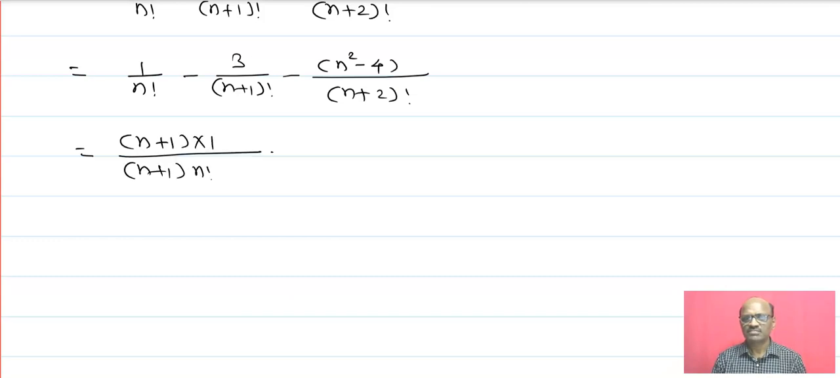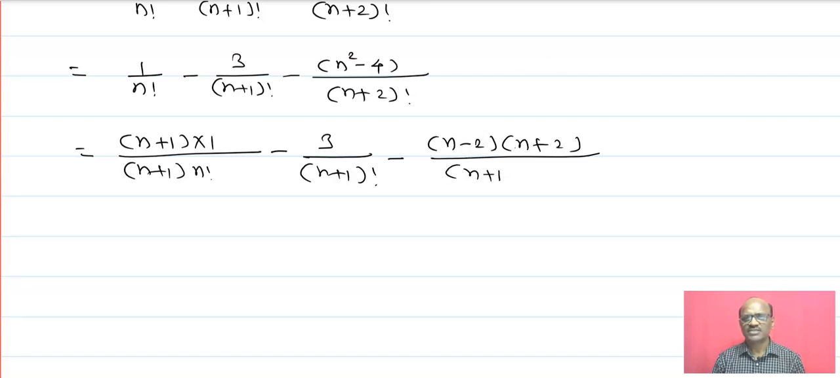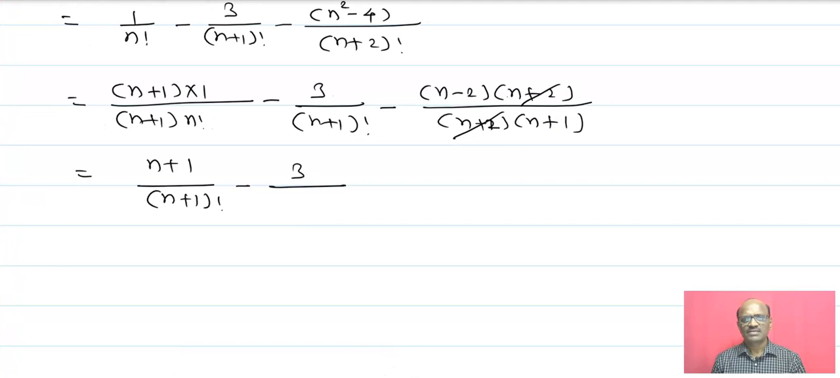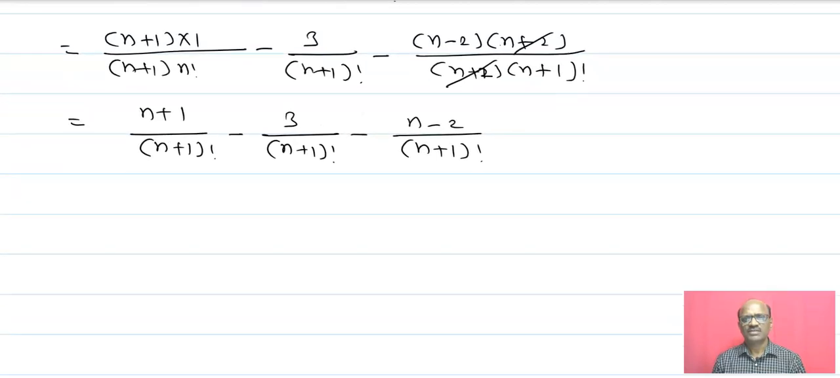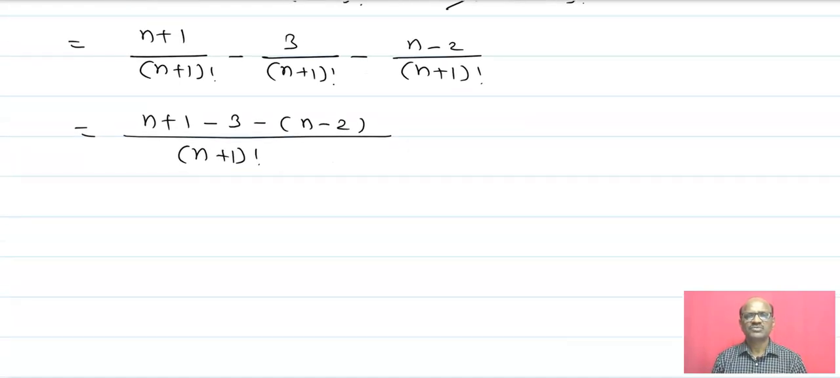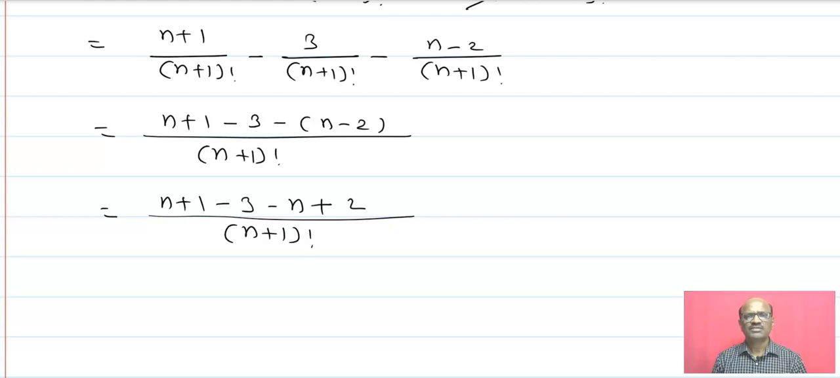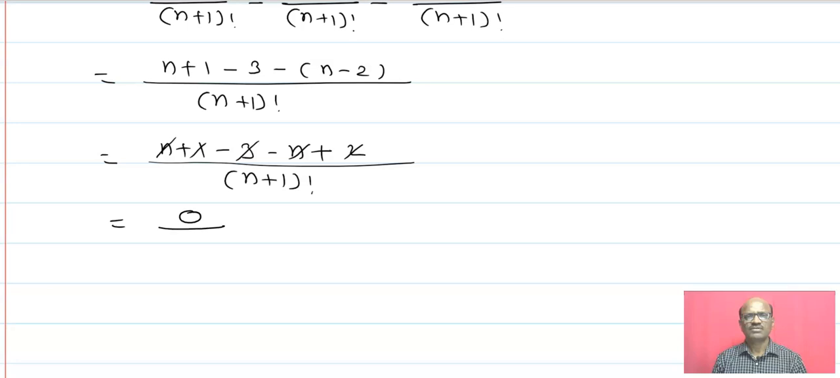Multiply numerator and denominator of the first term by n+1. Keep the second term as it is, and now see this third term, n²−4. It is written as (n−2)(n+2). Now (n+2)! is written as (n+2)·(n+1)!. I had not written the factorial there, but you write it as a factorial. This is (n+1)/(n+1)! − 3/(n+1)! − (n−2)/(n+1)!. Now all of them have the same base: (n+1 − 3 − (n−2))/(n+1)!. Now simplify this: n+1−3−n+2 upon (n+1)!. Now plus n and minus n get cancelled, and overall we are getting 0 in the numerator and the value is 0 overall.